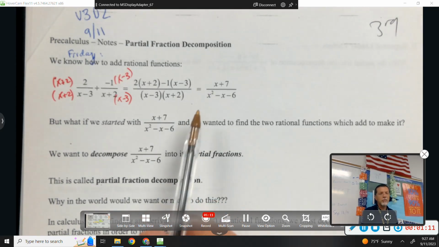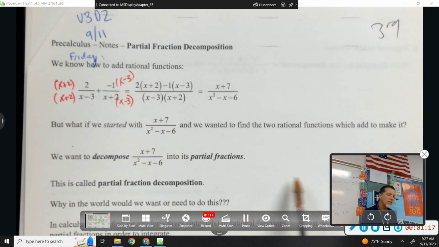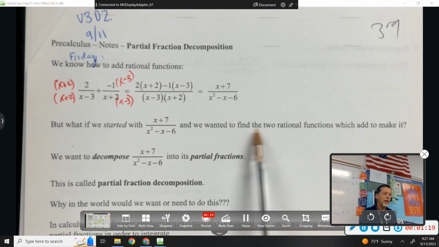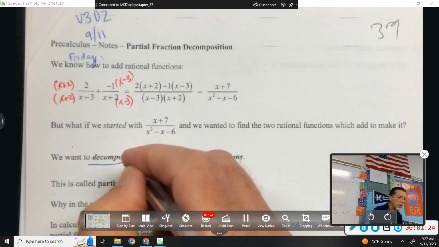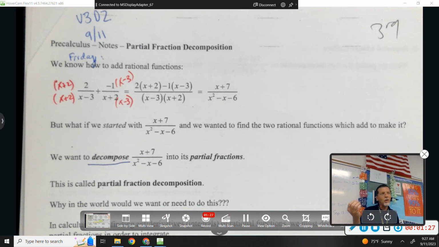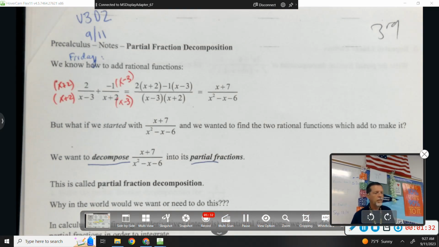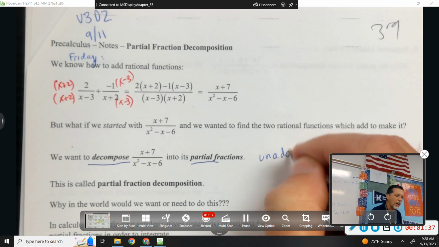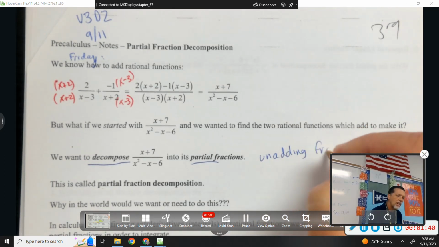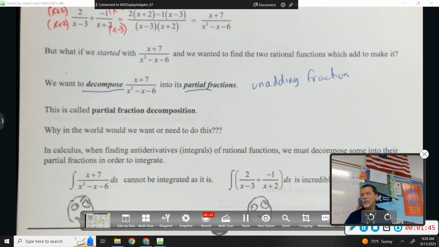Today we're going to go backwards. We're going to start with the answer, and we want to figure out what two functions would have given us this answer. So that's the decompose part. We're going to take something that's already been made whole and decompose it into partial fractions. A very unofficial name for it is unadding fractions. We're not subtracting. It doesn't mean that. Someone has added two numbers together. What did they add to get there?